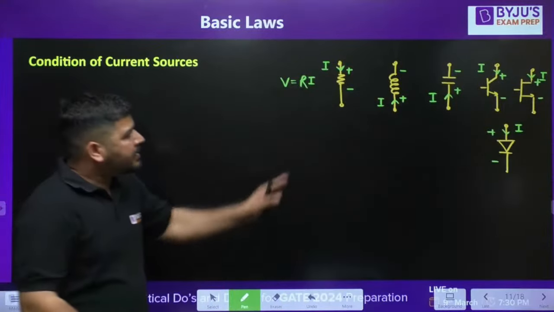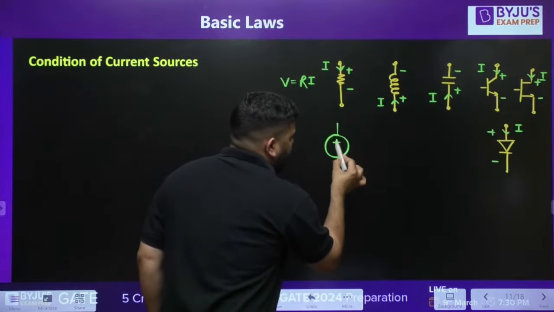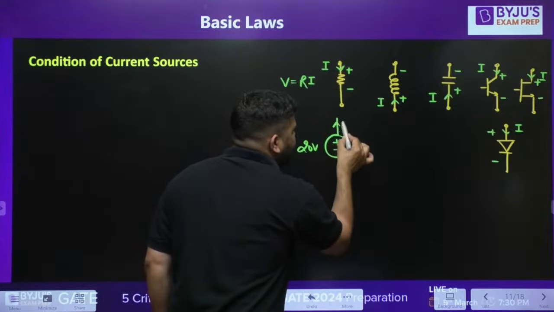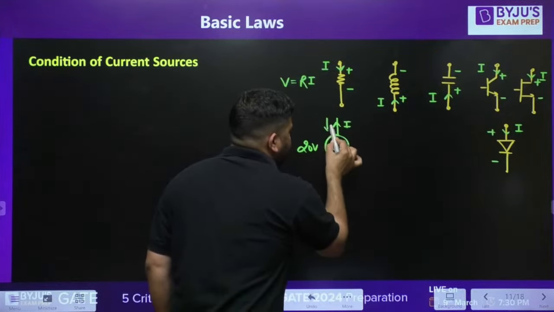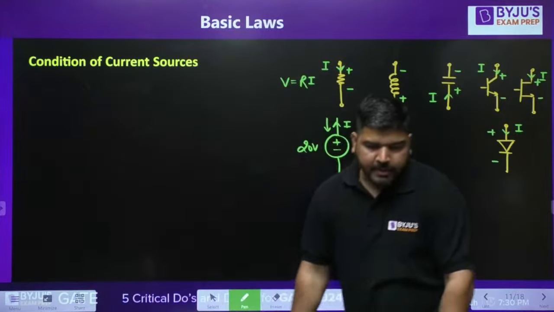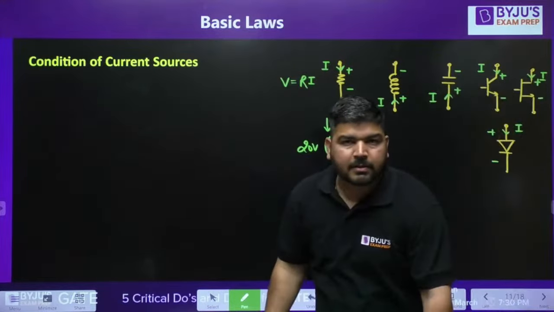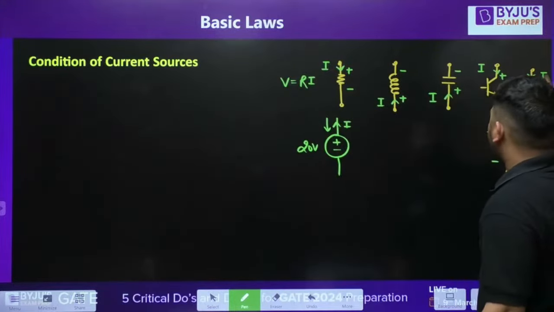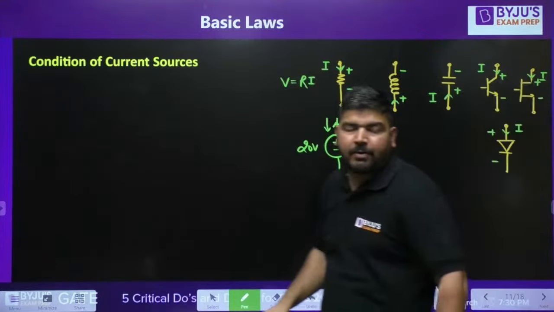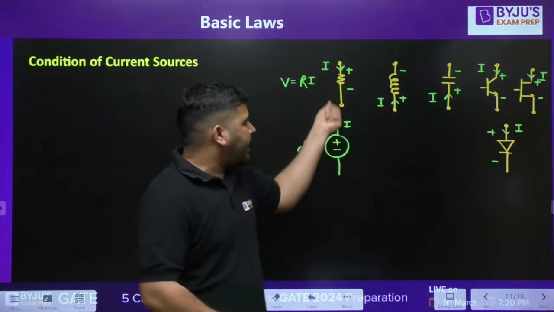But this is not valid in sources. Let's say you have a voltage source. In a voltage source, current can be in this direction or it can be in this direction. Polarity is independent. In sources, you cannot apply this convention. This convention is valid in elements like resistance, inductance, capacitance, BJT, MOSFET. But this is not valid for sources. In sources, the polarity will be provided to you, and the current can be outside or inside.